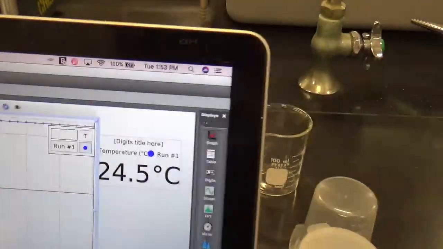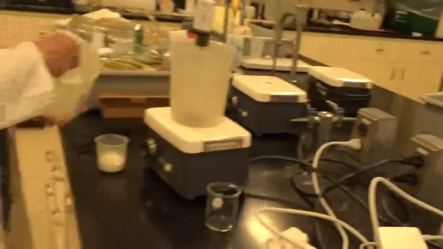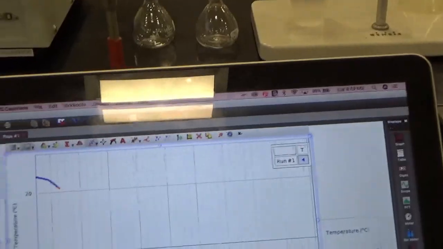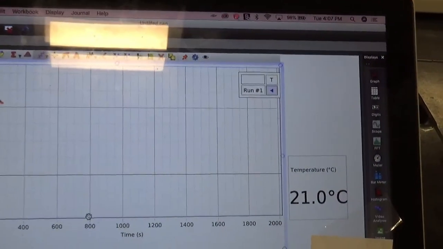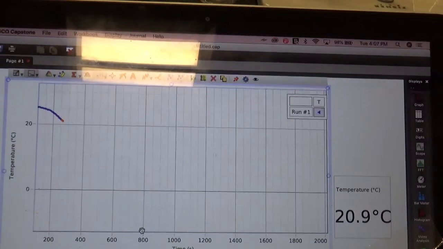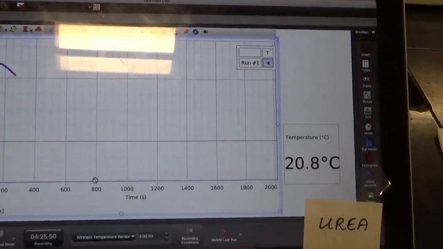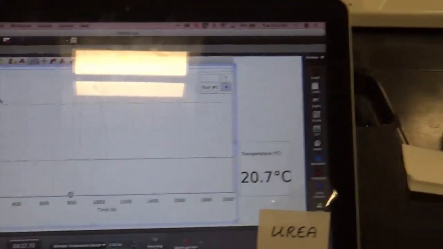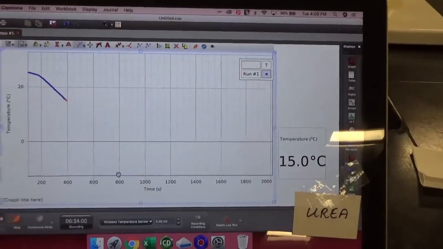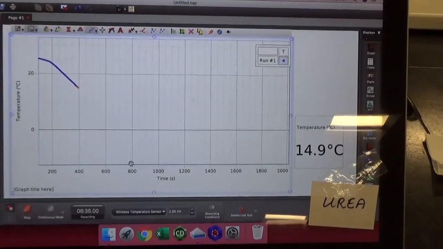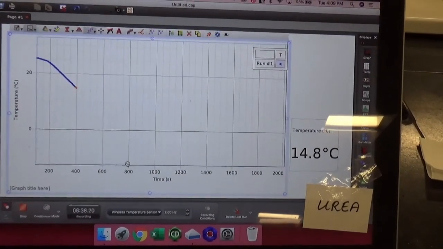So we're recording the temperature, and Mrs. Sayak is building the bath. All right, the temperature is coming down a little bit, 21. It's got a long way to go. This is the urea experiment. In the urea experiment, the temperature is now 15 and dropping rapidly.